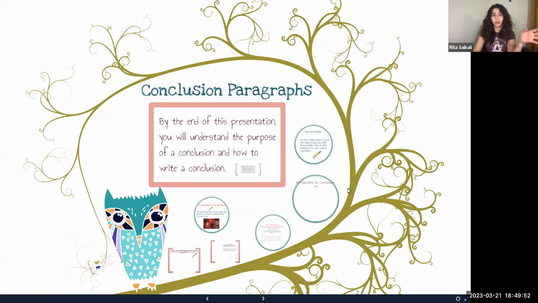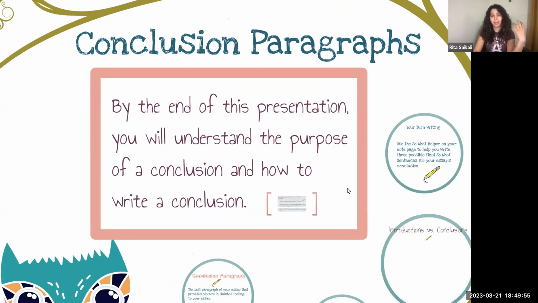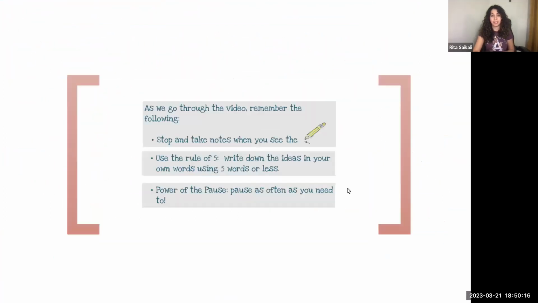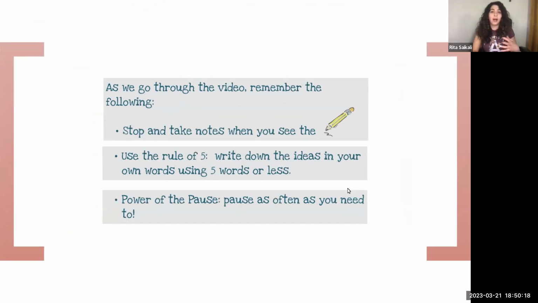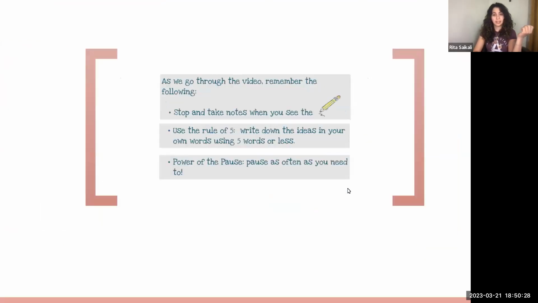So, a conclusion paragraph, you guys, is basically the last paragraph that you will have in an essay. Usually a 5-paragraph essay has one paragraph that ends the essay, and that is why it's called a conclusion, right? By the end of the presentation, you will understand the purpose of a conclusion and how to write a conclusion. As we go through this, remember the following. If you're watching this, stop, take notes, grab a pencil, write things down, and let's go through this.